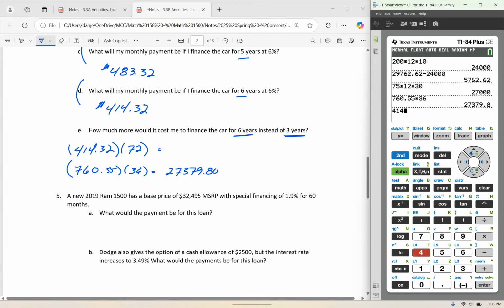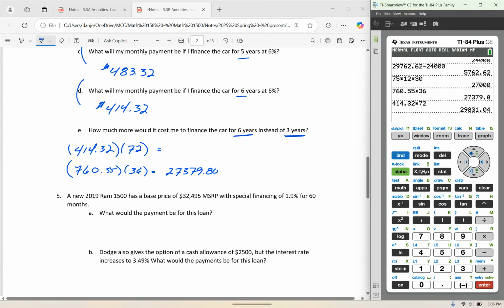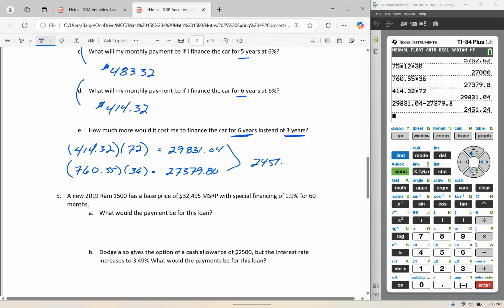If I paid the $414.32 per month for 6 years or 72 months, that would be $29,831.04. How much more would it cost for 6 years than 3 years? I need to find the difference. So I'm going to do the 29,831 minus the 27,379, and that difference is $2,451.24. I think that that's key to know. Yes, it's going to cost me more interest if I finance for a longer time, but how much more interest am I actually going to pay?